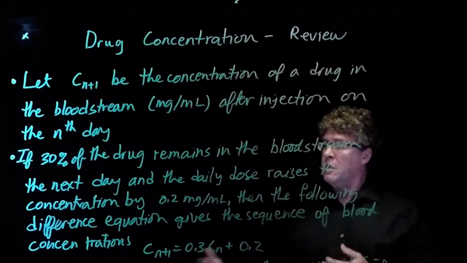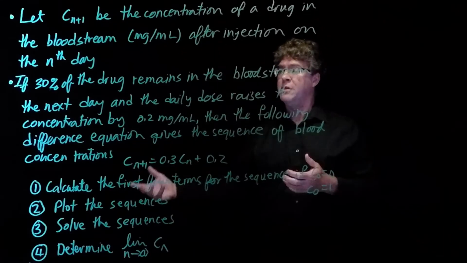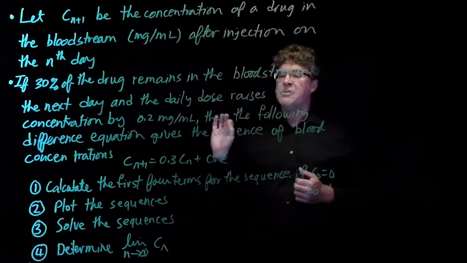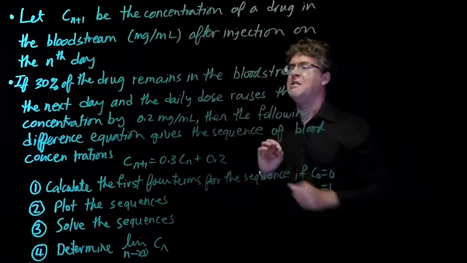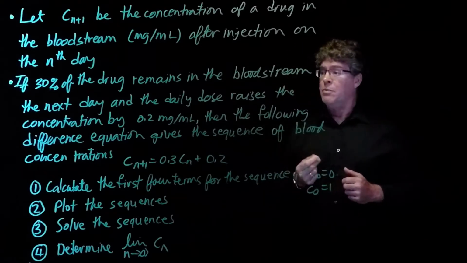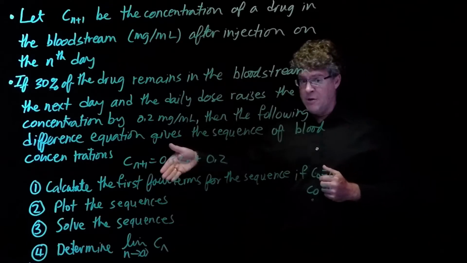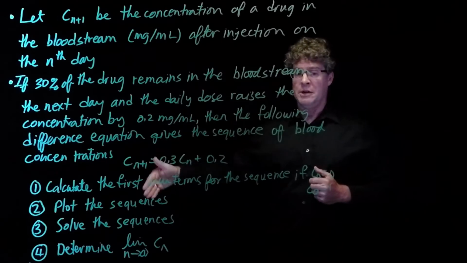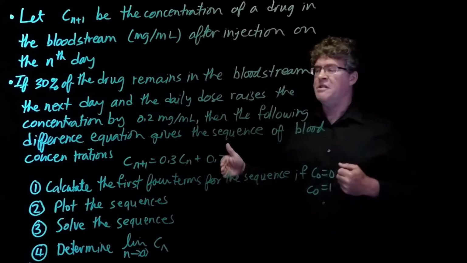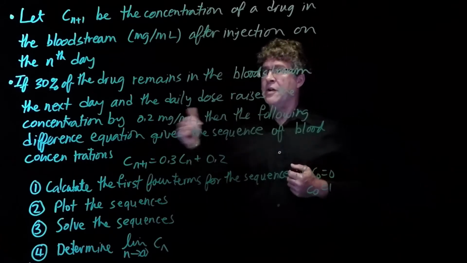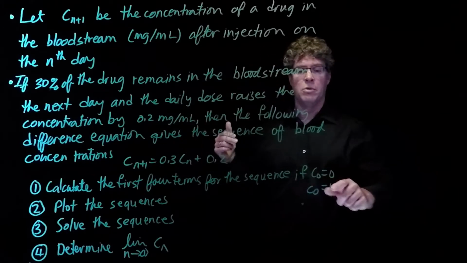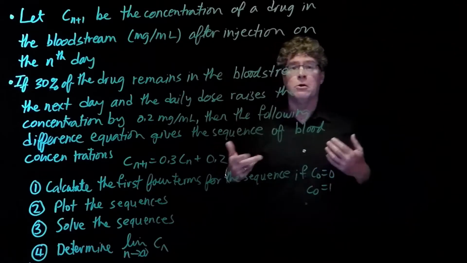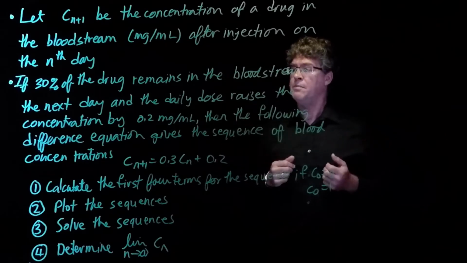And so to start with, as warm-up problems and review, we're going to do 4 things. Calculate the first 4 terms for the sequence. And we're going to assume in the first scenario that the patient starts with 0 milligrams per milliliter in their blood, that C0 is equal to 0. And in the second scenario, we're going to assume that they start off with 1 milligram per milliliter. After we calculate the first 4 terms for the sequence, we're going to plot them.